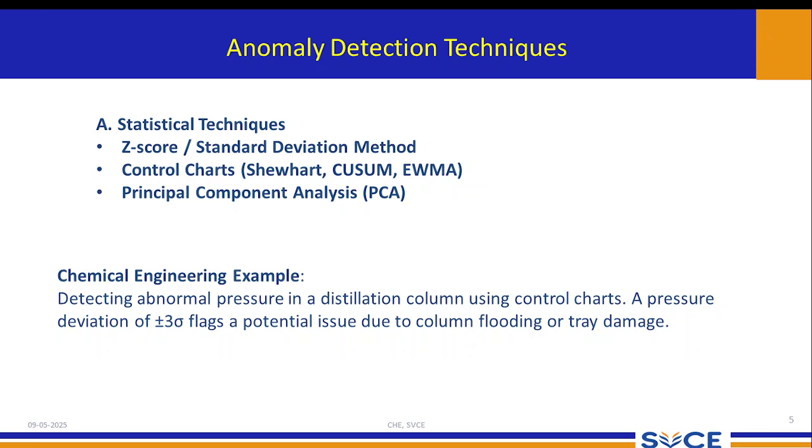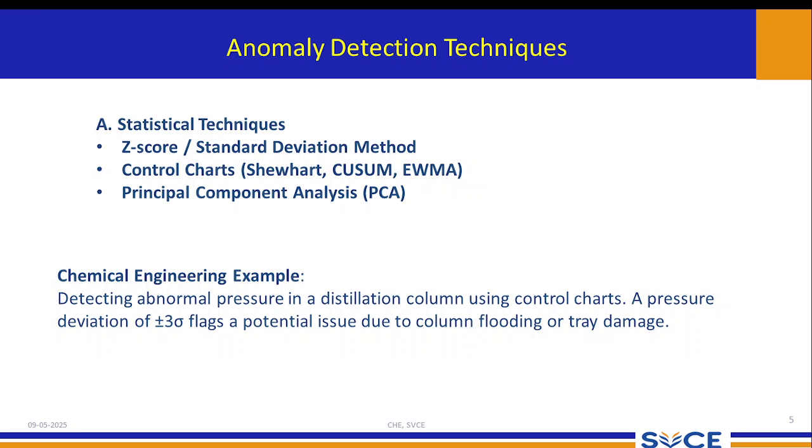So when I say principal component analysis, immediately what you are supposed to understand is the reduction in the number of variables. Chemical engineering example for this statistical technique: detecting abnormal pressure in a distillation column using a control chart. A pressure deviation of plus or minus 3 times sigma, that is the standard deviation, flags a potential issue due to column flooding or tray damage.